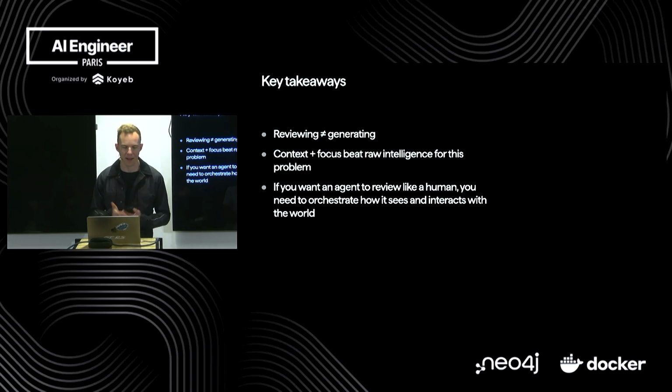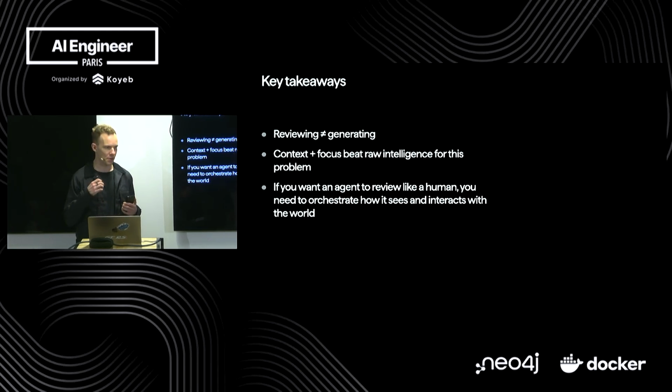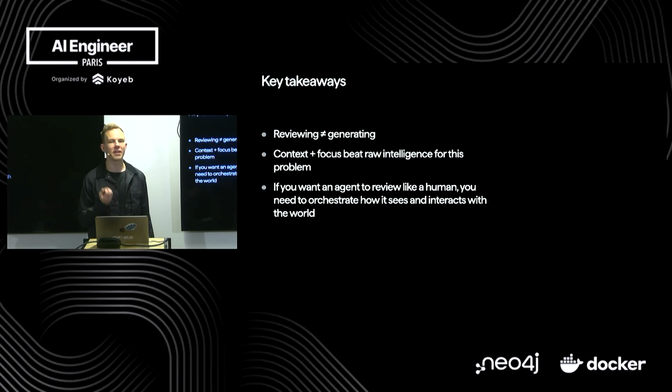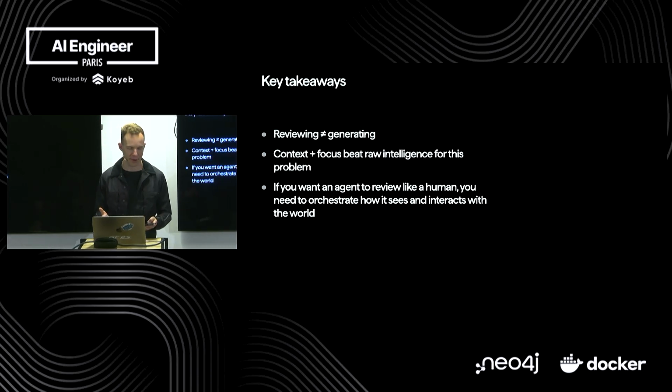Related to this, context and focus are really beating raw intelligence. You can't just give a PR, give a git diff to the model and expect it to perform really well. You have to give it the right amount of context at the right time, give it tools to discover that context and pull it in, and then you can get a result that rivals that of a human engineer. Finally, if you want an agent to review like a human, you really need to do that orchestration and think about how it interacts with the world and with that PR.